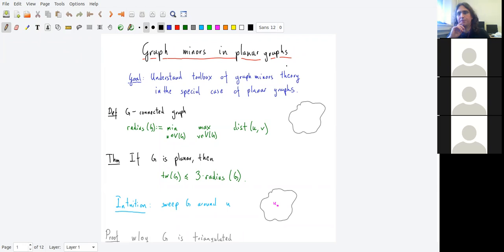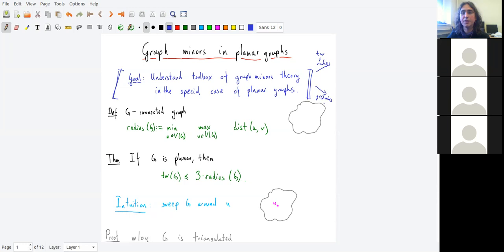So the goal of this lecture today is to give you a glimpse into this. We will be looking at a particular toolbox from the graph minor theory and apply it to the particular case of planar graphs and understand what can be done better there or what can be done simpler there. Particularly, we will be looking at two results here. This will be the relation between the treewidth of a graph and the radius of a planar graph. And the second thing that we will be looking at is the existence of grid minors, and the particular case of the excluded grid minor theorem in the context of planar graphs.